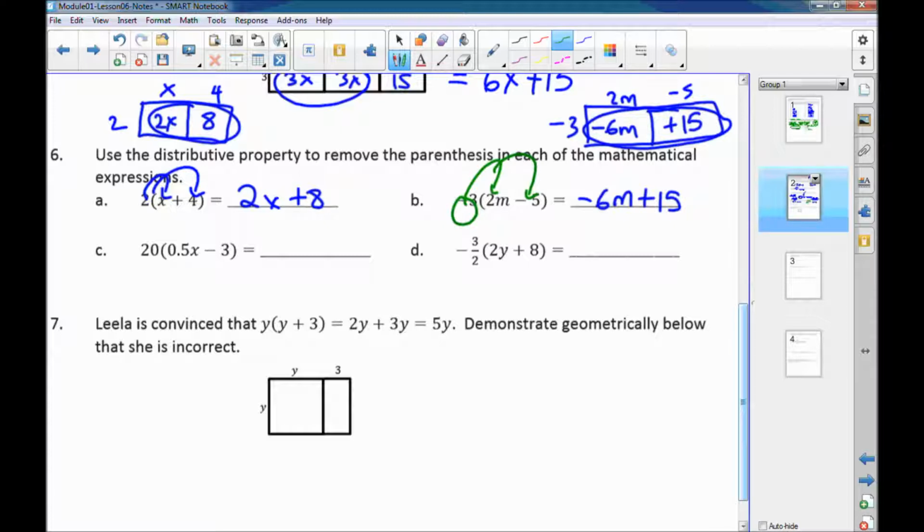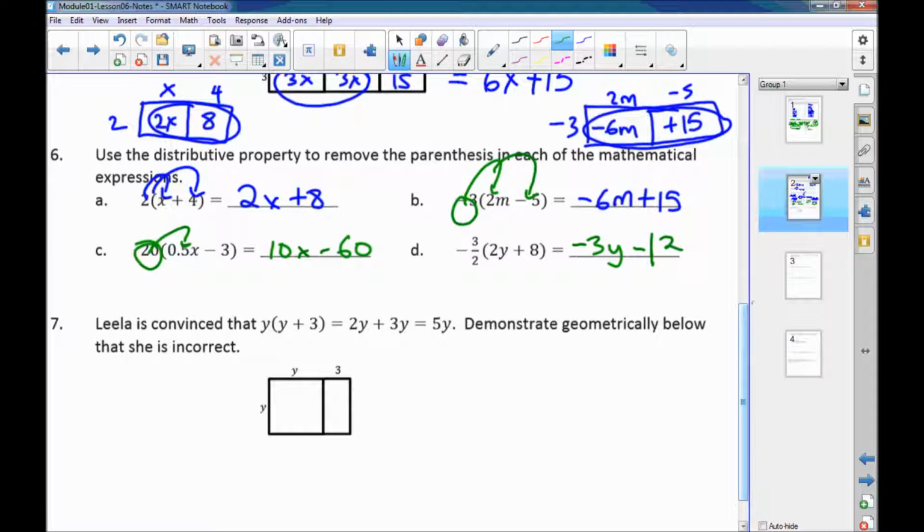All right, part C. Let's just do it the shortcut way, so hop the fence. 20 times 0.5, so half of 20 is 10. And then 20 times negative 3 will give us negative 60. And then here we have a fraction, but we can do this on our calculators. So negative 3/2 times 2 would give us negative 3. Keep the y there with it. And negative 3/2 times 8 will give us negative 12. So that should say negative 12 there, so minus 12.